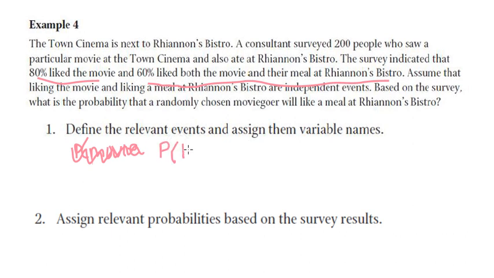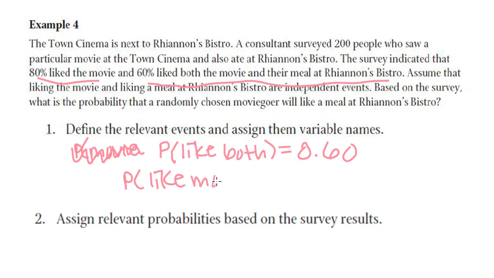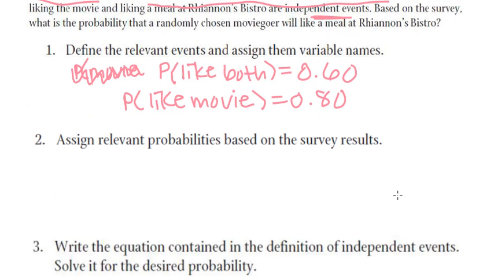So we know that the probability that they like both is 0.60. We also know that the probability that they like the movie is 0.80. But it tells us to assume that they are independent events. So if we assume that they're independent events, what that means is the probability that they like both will be the same as the probability that they like the movie multiplied by the probability that they like the dinner.